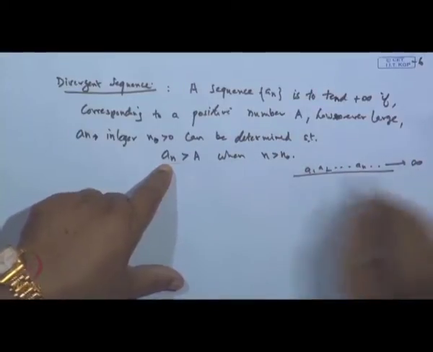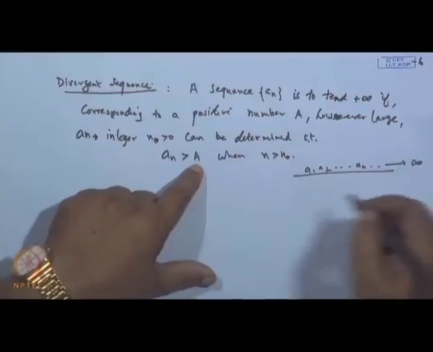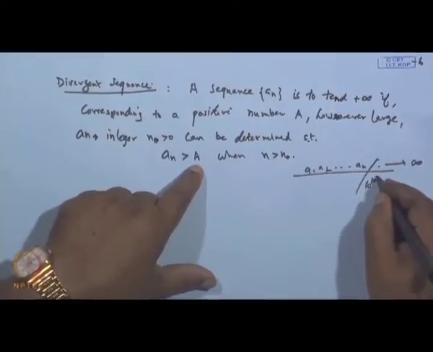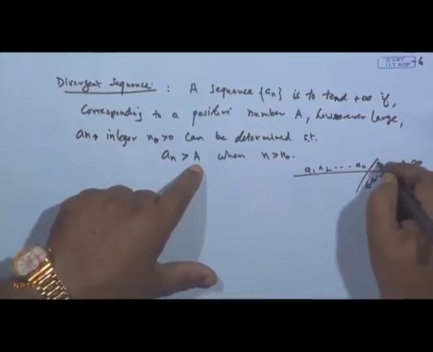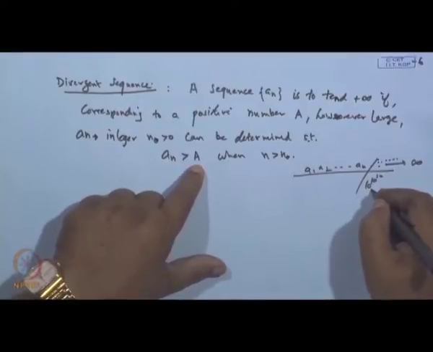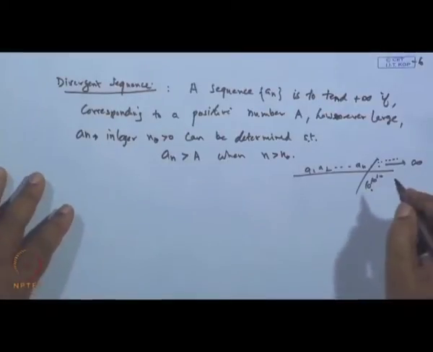Suppose I say A is equal to 10 to the power 10 to the power 10, like this. Then one can identify a number n naught here, such that all the terms of the sequence after this will be greater than this number. So, we say it is tending to plus infinity.